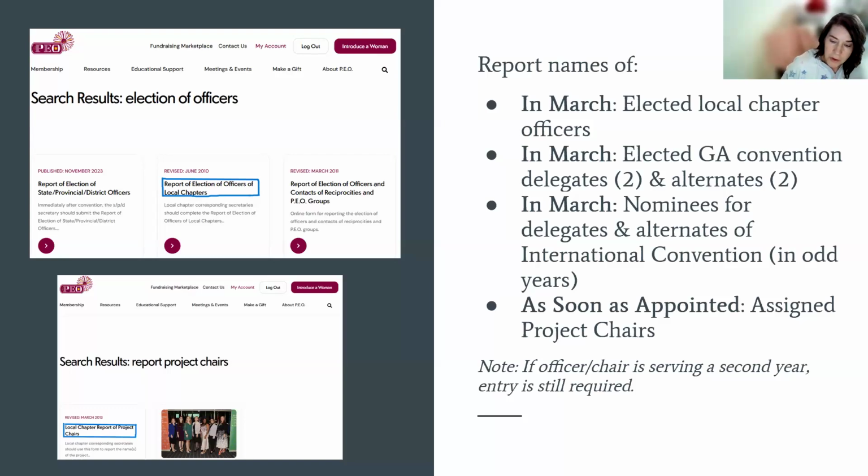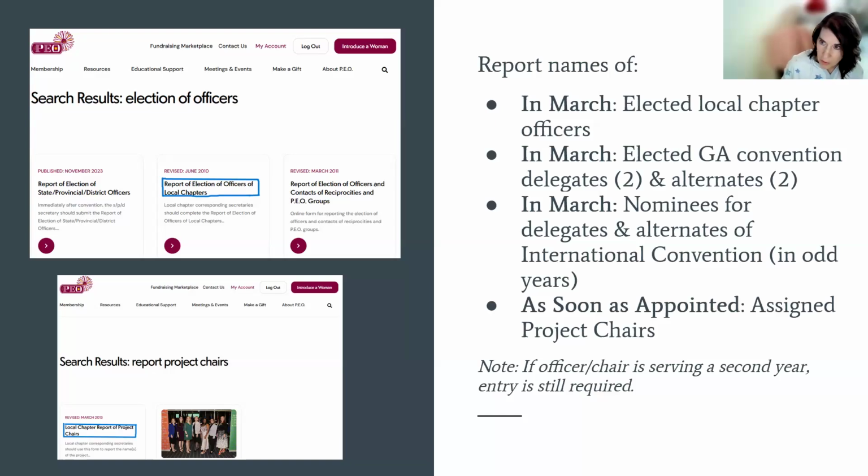So in March, they'll give notice of elected chapter officers, elected Georgia convention delegates and alternates. In March, in international years, this is an odd year, you will also give nominees for the delegates and alternates for international convention. And then as soon as you have worked out your committees, you will go in and give your appointed chairs. Okay.